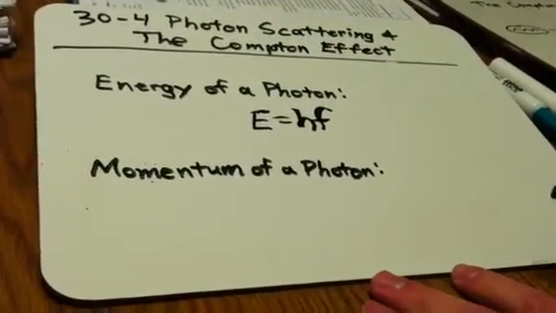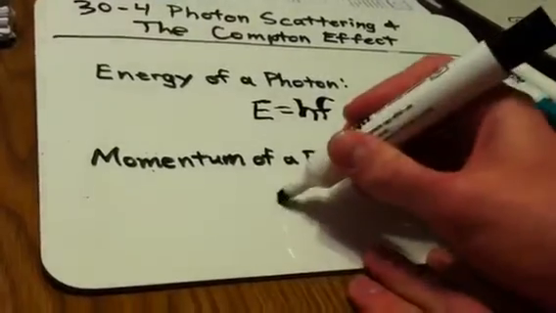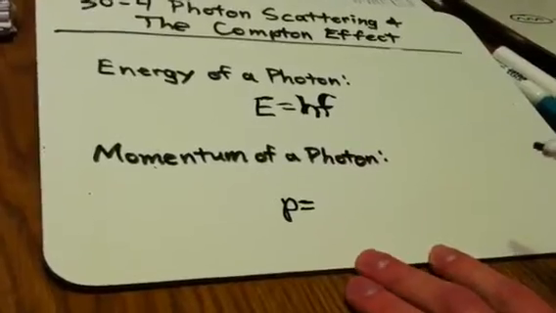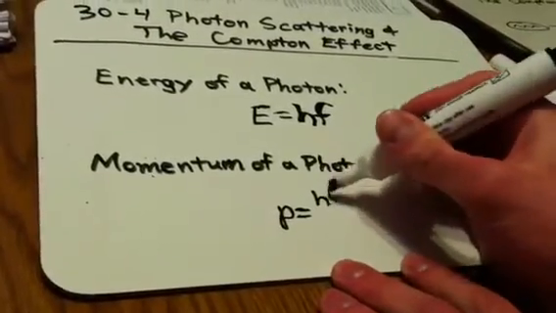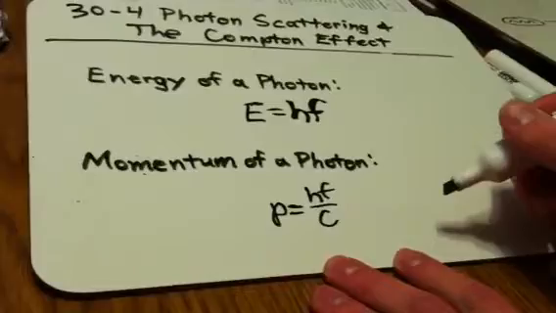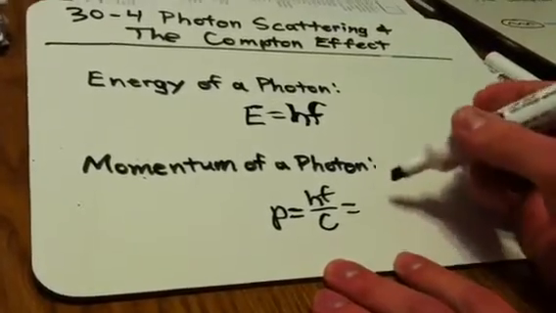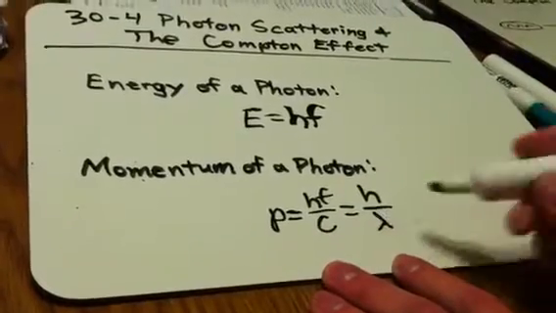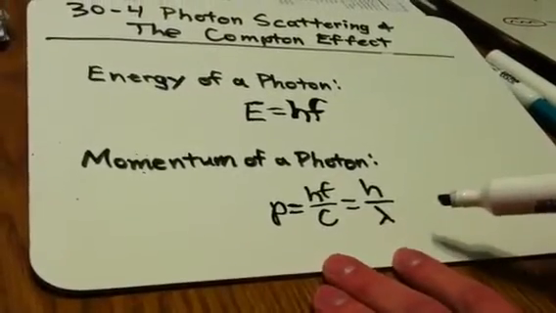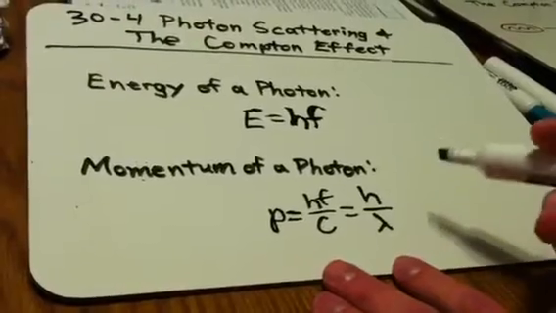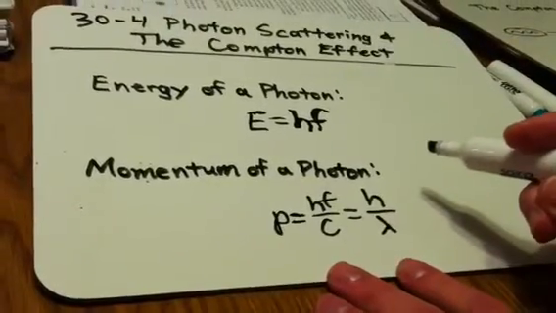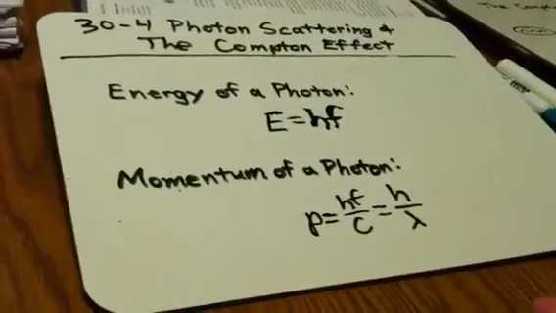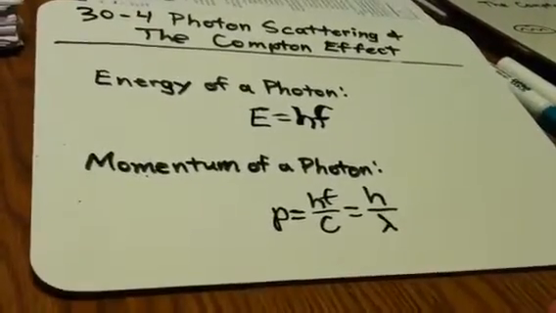The new one, however, is that we can also calculate the momentum of a photon. And in this case, our momentum, which is the lowercase p, is equal to hf divided by the speed of light. Or, if we simplify the expression further, it's h divided by the wavelength lambda. And you can use either of these two expressions in solving for the momentum. It's based purely on the information that you are given within the problem as to which one you might choose to use for that.